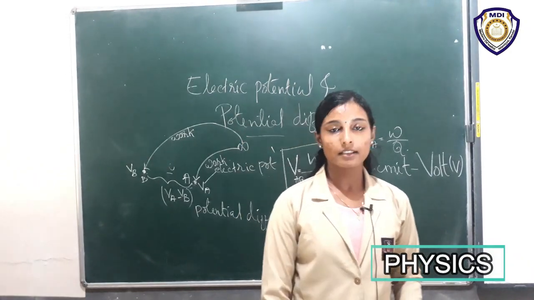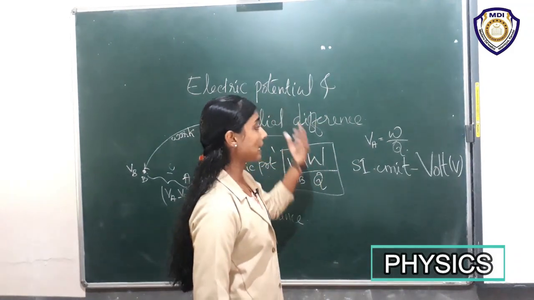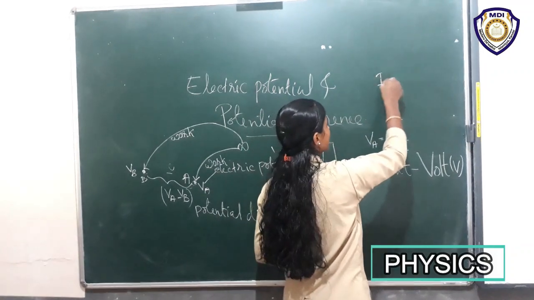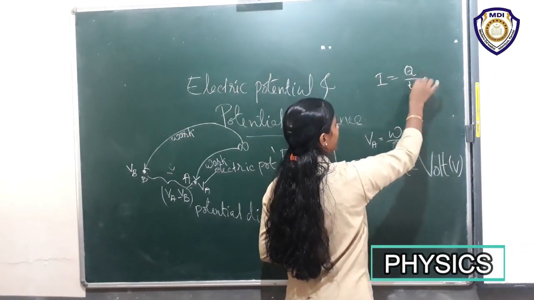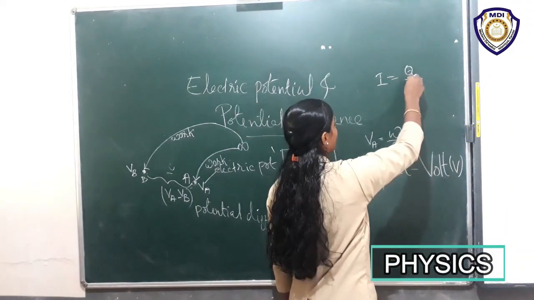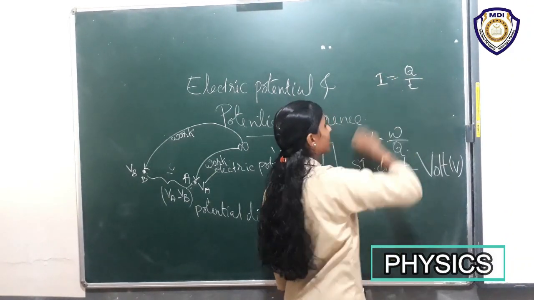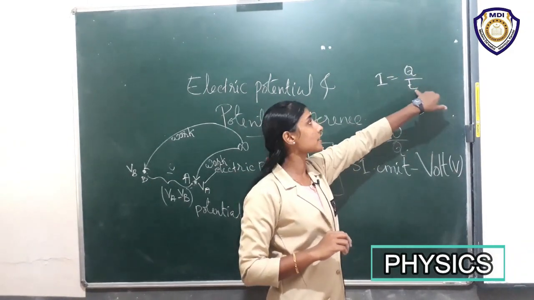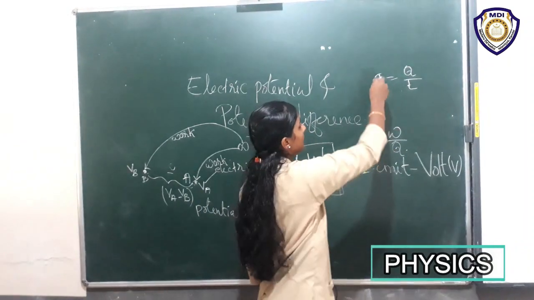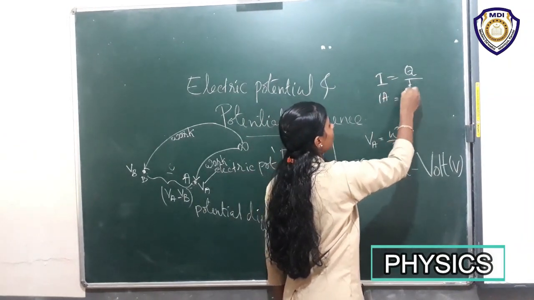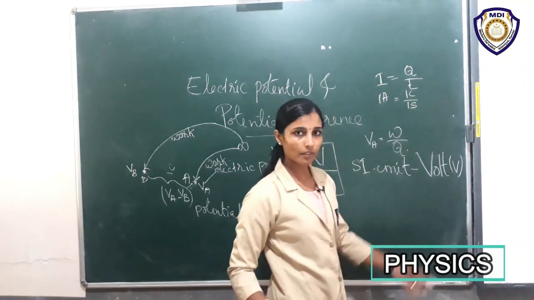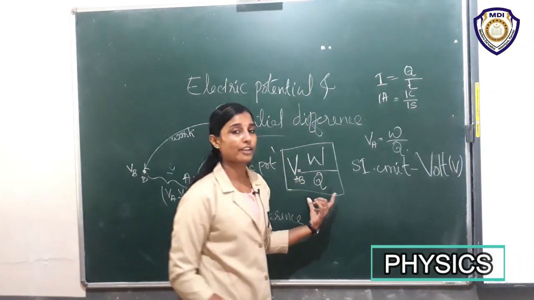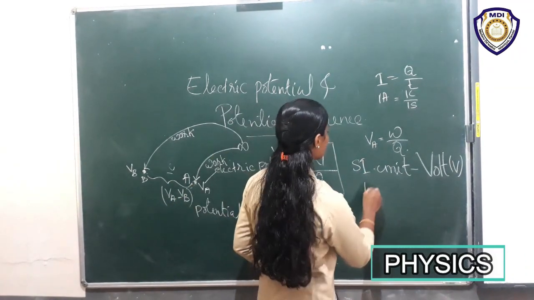So we can define 1 volt. In the previous class we defined what? 1 ampere. That means I is equal to Q by T. We know I is equal to Q by T, right? So I, electric current, has a unit of ampere, Q has a unit of coulomb, and T has a unit of second. So we define 1 ampere is equal to 1 coulomb per 1 second. This we have already done in the previous class. So from here we can define 1 volt.